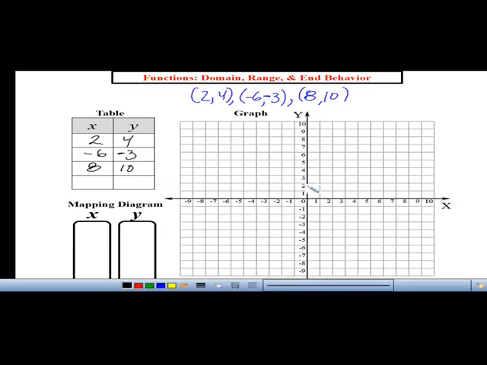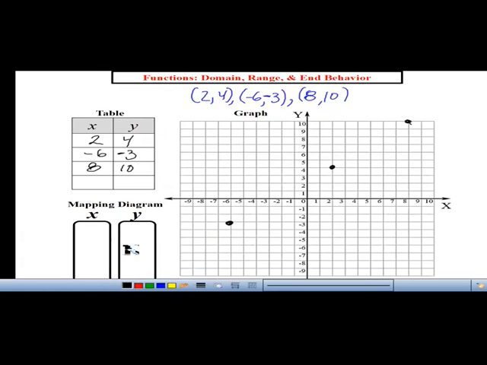All right, now let's use the graph to represent that relation. We got 2, 4, -6, -3, and 8, 10. Okay. So do we know how to use the table to represent that relation? Yes. How about a graph? Yes. How about a mapping diagram? Some of you are like, I think I remember, Mr. Q. Well, let me show you.